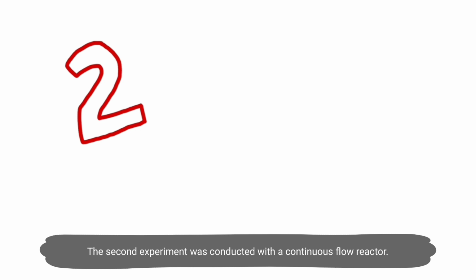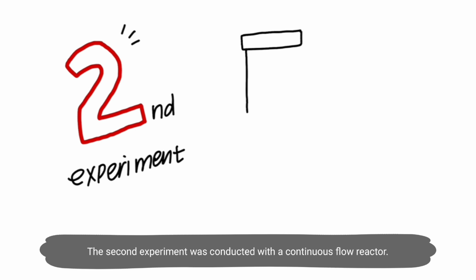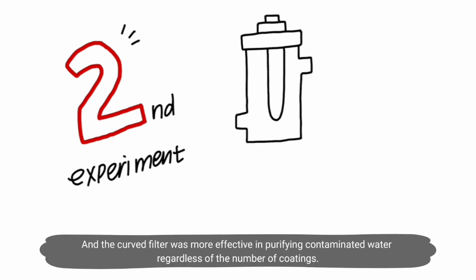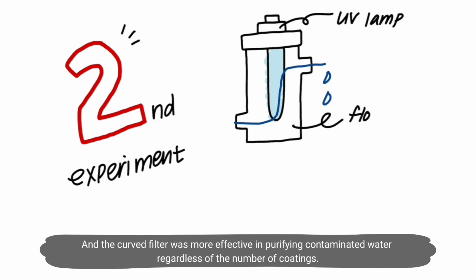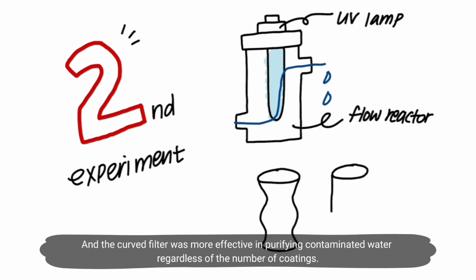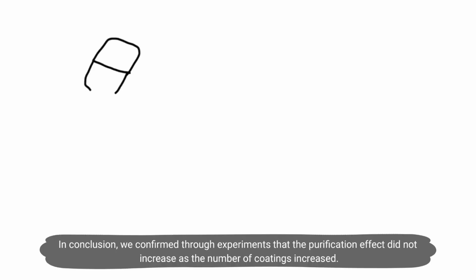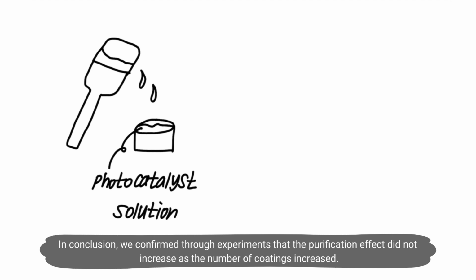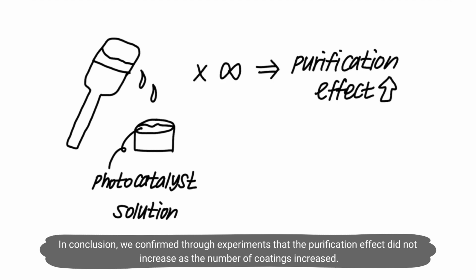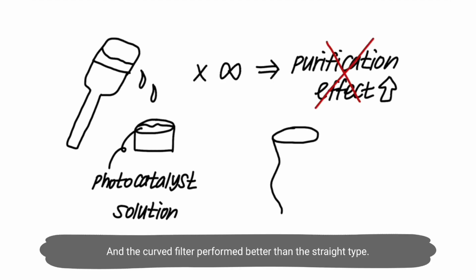The second experiment was conducted with a continuous flow reactor, and the curved filter was more effective in purifying contaminated water regardless of the number of coatings. In conclusion, we confirmed through experiments that the purification effect did not increase as the number of coatings increased, and the curved filter performed better than the straight type.